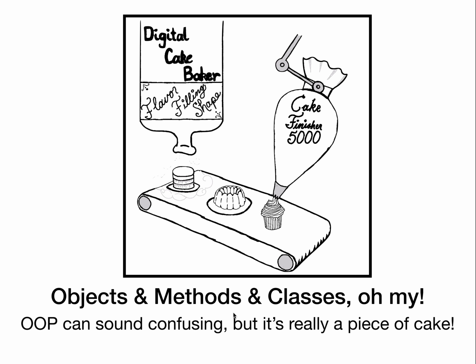Objects and methods and classes, oh my. Object-oriented programming can sound confusing, but it's really a piece of cake. And that's actually how we're going to explain it, by using a cake baking metaphor. So of course these will be digital cakes instead of real cakes. So we have a digital cake baker, and these cakes will have particular characteristics, and we can do certain things to these cakes, like frost them.